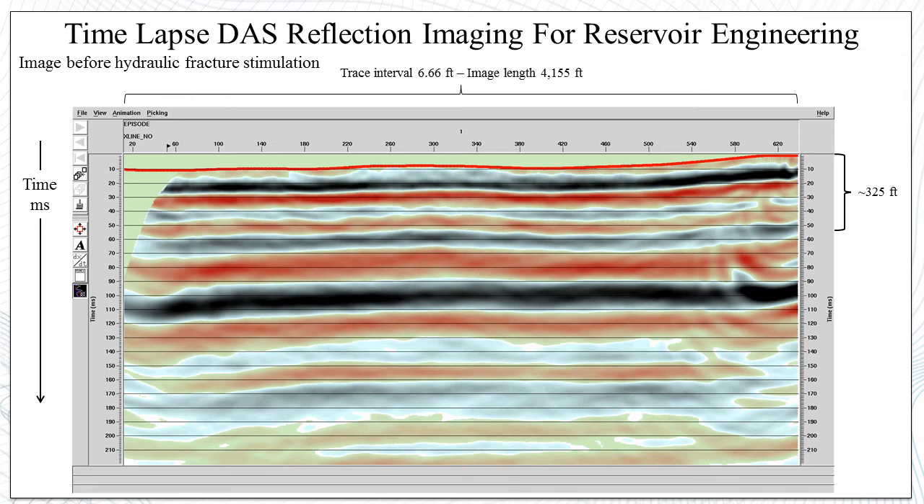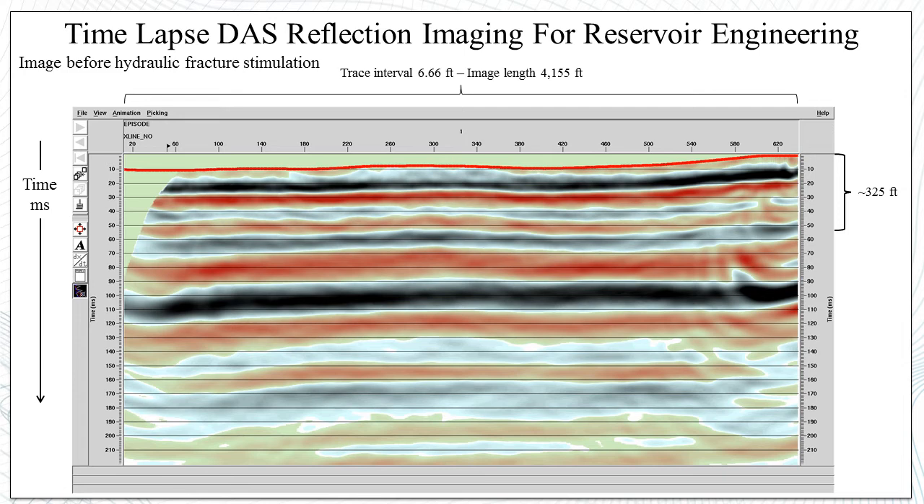We see a bracket over on the far right side indicating that at about 55 milliseconds, we have about 325 feet of depth relative to that flat datum. The trace interval here is 6.66 feet over a total image length of about 4,155 feet. Again, this trace interval is quite tight compared to, say, surface seismic, which is typically on the order of 100 feet. So one of the benefits of the very small station or receiver spacing we can get from DAS data is that we can get very small CDP intervals.